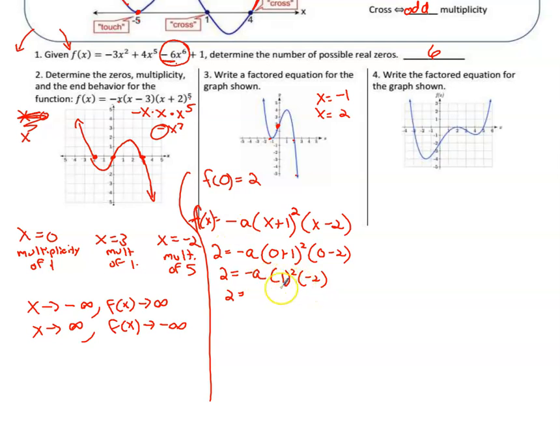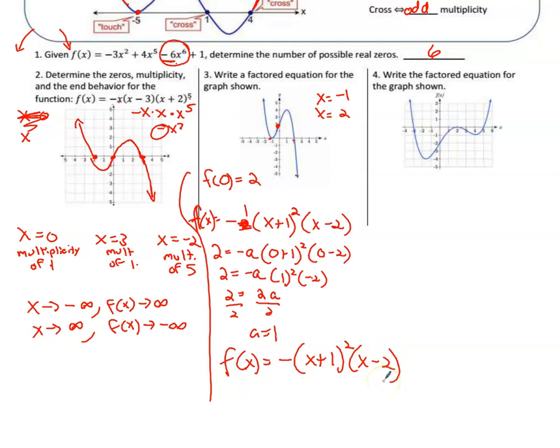So that's positive 2a right now. And if I divide by 2, we get a is equal to 1. So this tells me that this just needs to be a negative 1. So our function is just f of x equals negative x plus 1 squared times x minus 2.